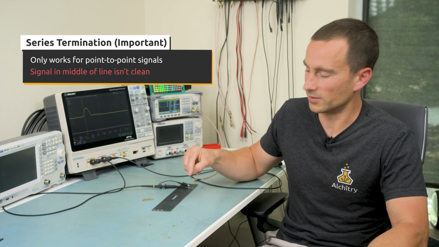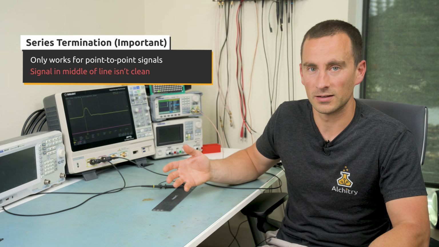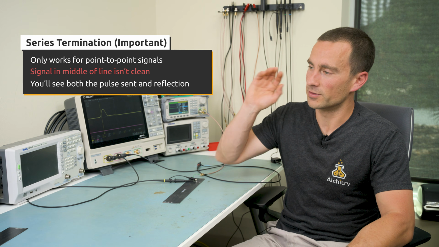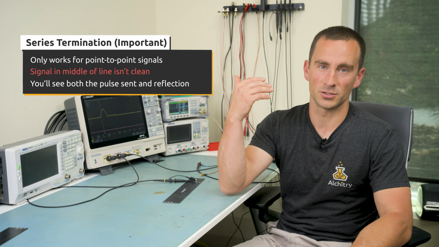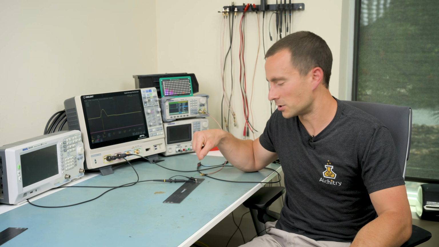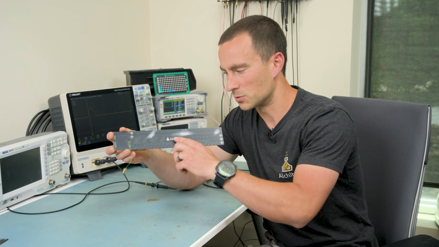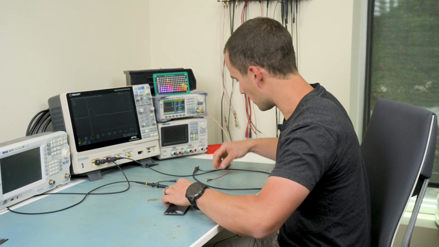You can't look at the signal in the middle of the line and expect it to be clean. That's because in the middle you'll see both the signal you're sending and the reflections back. Let me remove the termination off this board and we'll sand some of the solder mask off so we can probe some intermediate signals. So I just went and sanded off some spots on the board here. Let me hook it all back up and we'll take a look.